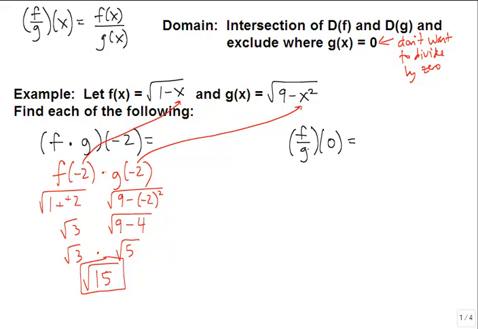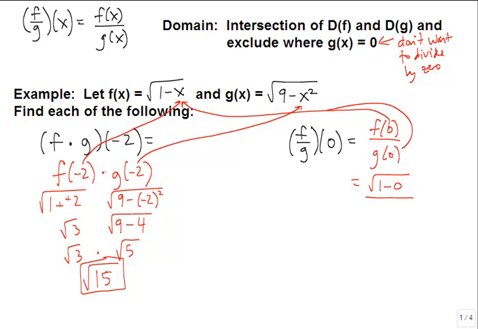Okay, let's try a quotient. So now we have f divided by g evaluated at 0, and this means take f at 0 over g at 0. So this time we're going to plug in 0 for x into our rule for f, so square root of 1 minus 0. And on the bottom we're going to plug in 0 for x for g, so that would be square root of 9 minus 0 squared. So the numerator simplifies to square root of 1, the denominator simplifies to square root of 9, and each of those are perfect squares, so it reduces to 1/3.